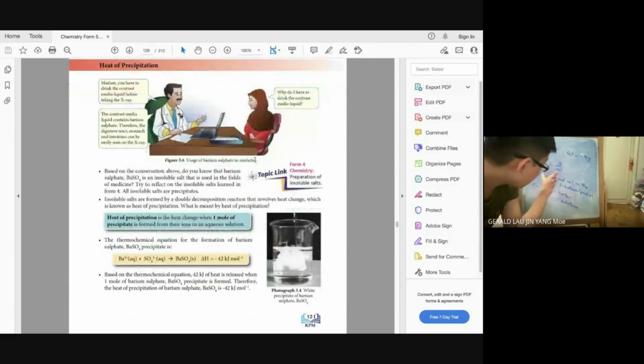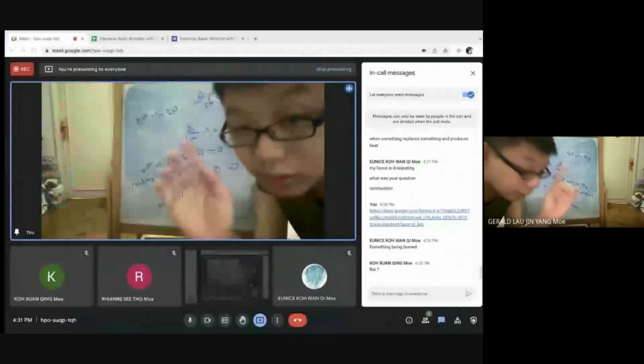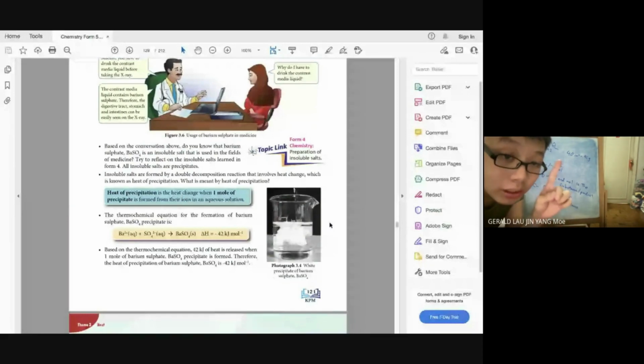Okay, first one, heat of precipitation. You look, heat of precipitation, you have to memorize the definition here. And then trial exam also asked this question. It will have two types. One, general definition. General definition means you can memorize this. Heat of precipitation is heat change when 1 mole of precipitate is formed from the ions in the aqueous solution. But the second one, which was asked during trial, is the specific. Based on the experiment or based on the activity, what is the definition of heat of precipitation? If they ask like that, you have to be specific.